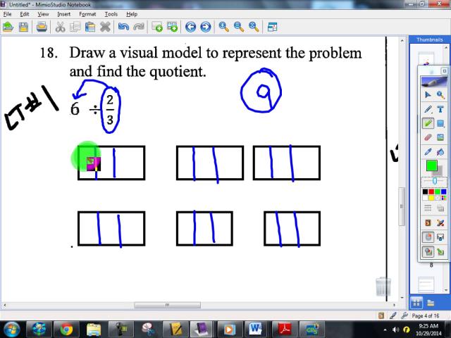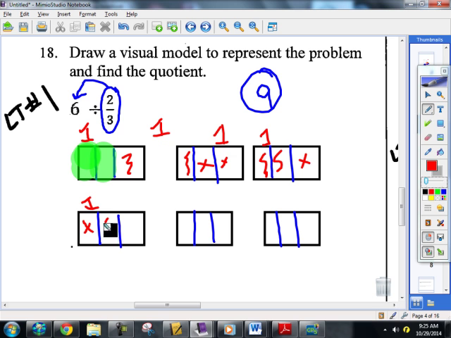So 1, 2. What's that represent? 1 group of 2/3. Here we got 1, 2. What's that represent? 1 group. 1, 2, 1 group. There's 1 group of 2/3. 1, 2, 1 group. And we know there are 1, 2, 3, 4, 5, 6, 7, 8, 9 groups of 2/3 in 6.